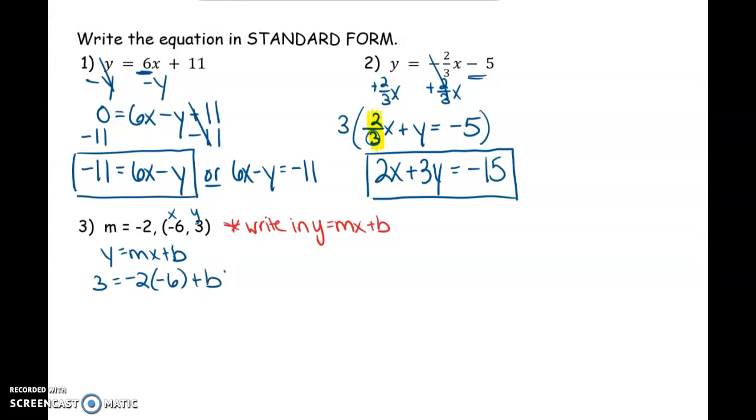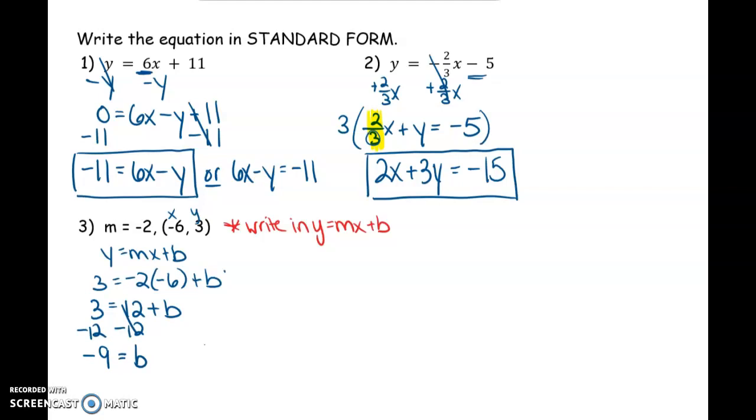And I can solve for b. So I have 3 equals negative 2 times negative 6, which is 12, plus b. To get b alone, I'm going to subtract the 12 to move it over. So my b value is negative 9.